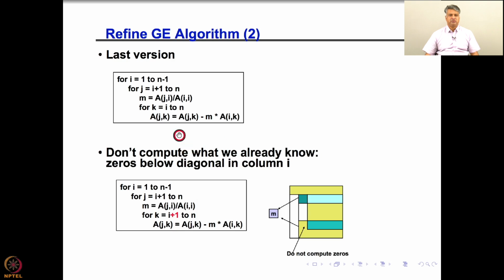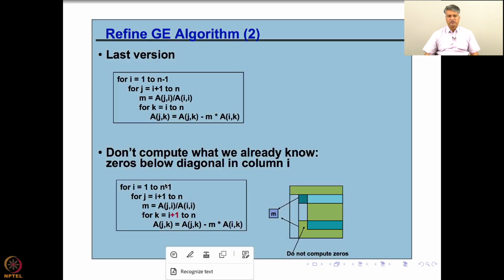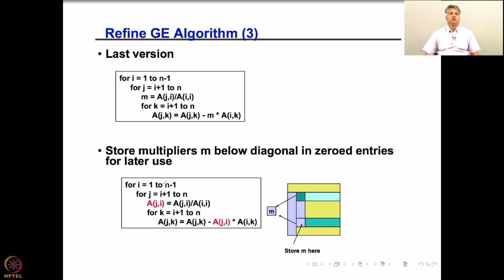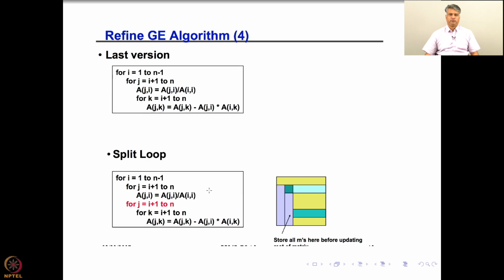Then the last version transforms into this sort of operation, and then we don't need to compute zeros below the diagonal column because I already know that below the diagonal column everything is a zero, and I can just go and put it up over there. So now I have made these things more efficient. I can now store multipliers m below the diagonal in the zeroed entries for later use. So I can start putting it in this a j,i, and then reuse it over here after I compute m. So that means I have taken away the usage of variable m. So this is now how the last version looks like.